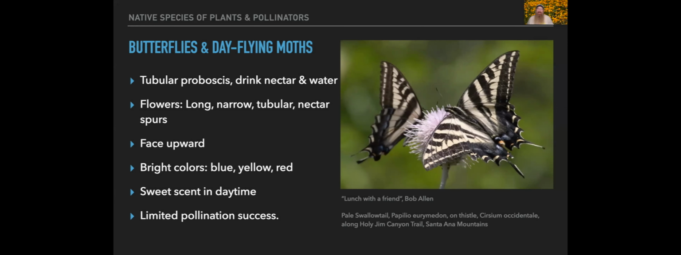Butterflies and day-flying moths. They have a tubular proboscis, like a big straw that comes out and goes into a flower, and they drink nectar. They don't eat pollen. The flowers usually are long, narrow, tubular, and have nectar spurs. Some of them have nectar spurs. They usually face upward, often colorful, definitely have a sweet scent in the daytime. However, these insects are not really good pollinators. Very few butterflies are effective pollinators. They're just not hairy enough. Where moths are very hairy, bees are very hairy. They're much more successful.